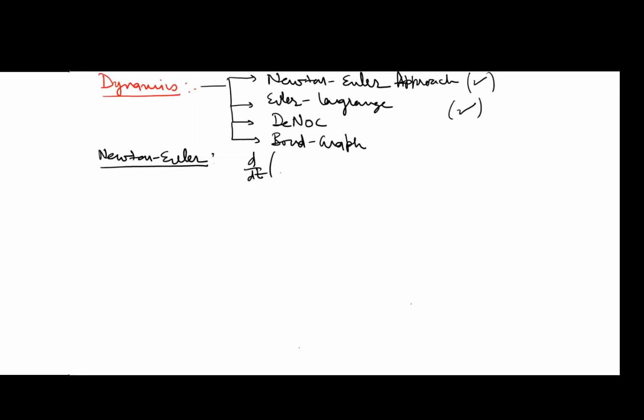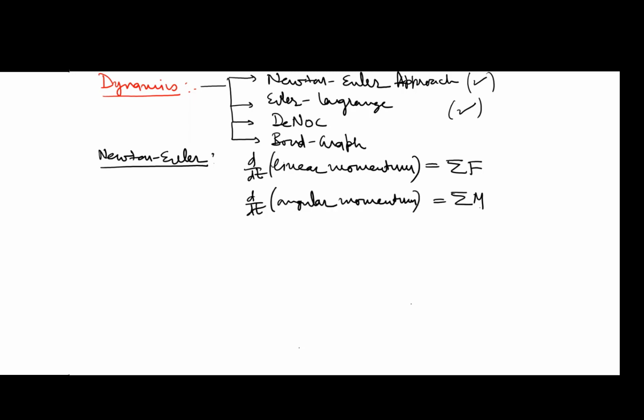It's based on the rate of change of linear momentum being equal to the summation of all the forces acting on the system, and d by dt of the angular momentum, that is, the rate of change of angular momentum, being equal to the summation of all the moments acting on the system. So the first one is Newton's contribution, based on Newton's second law. The second one is Euler's contribution. That's why this whole formulation is collectively called the Newton-Euler formulation.